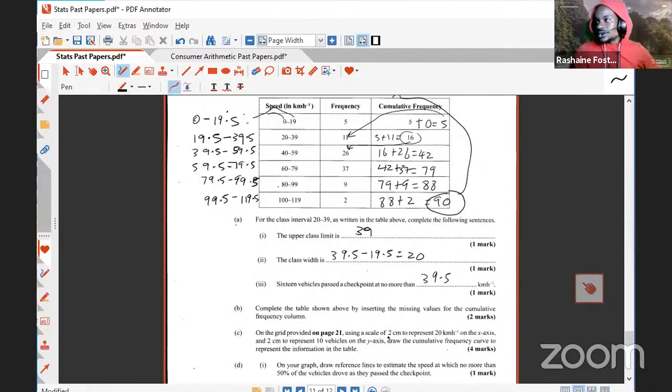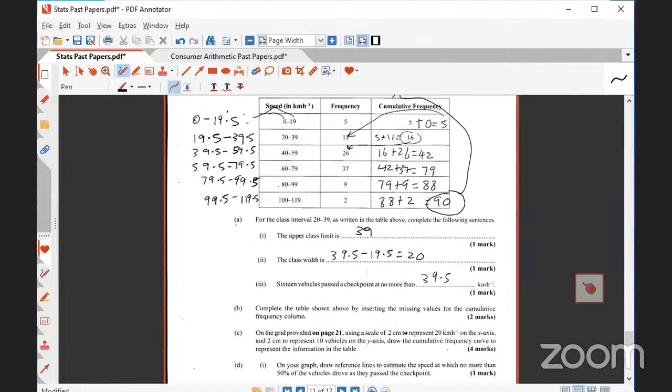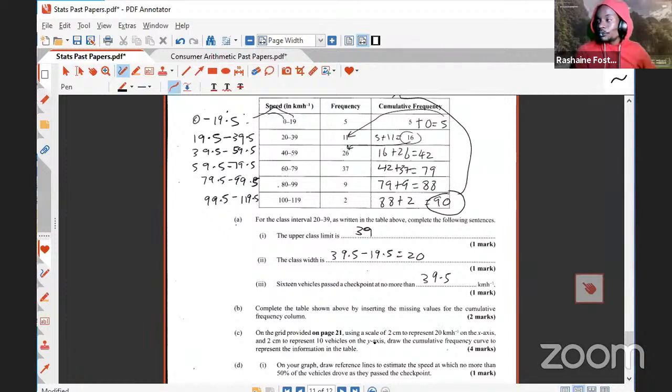It says a scale of 2 cm to 20 kilometers per hour on the x, so the speed has to go on the x. And it's a cumulative frequency curve, so the cumulative frequency is what is going to come on the y-axis. Make sure that you're following the right scale. And remember that your curve is always drawn free-handed, that's why it's called a curve. Try your best to draw that free-handed. Obviously mine isn't going to look perfect, but I'll try my best to make it as proper looking as possible.